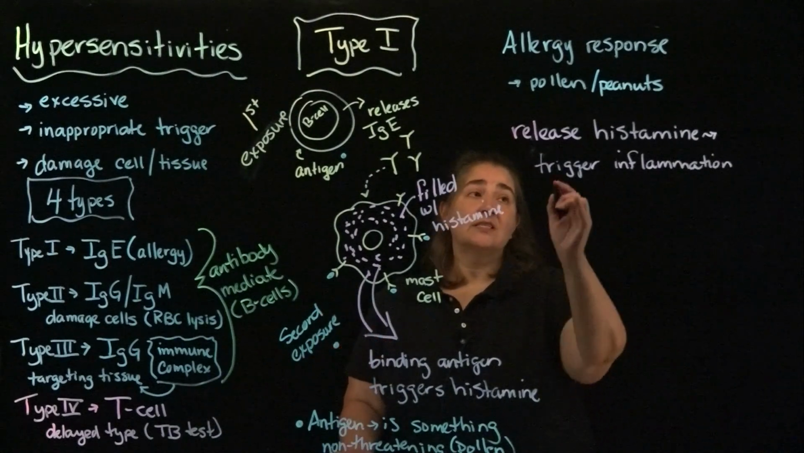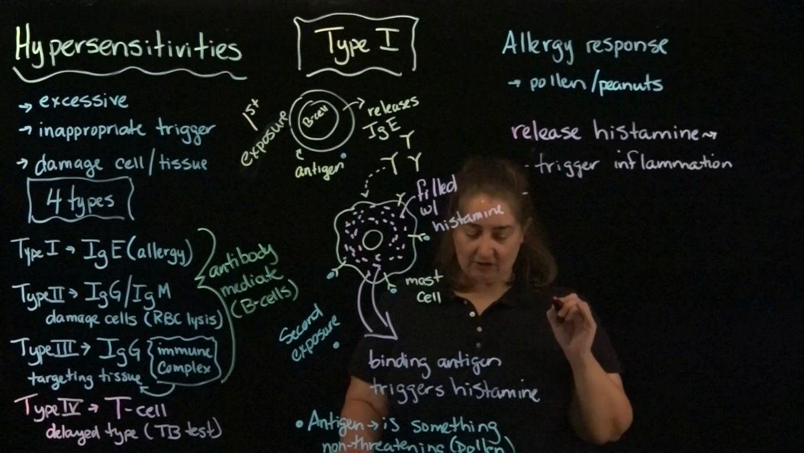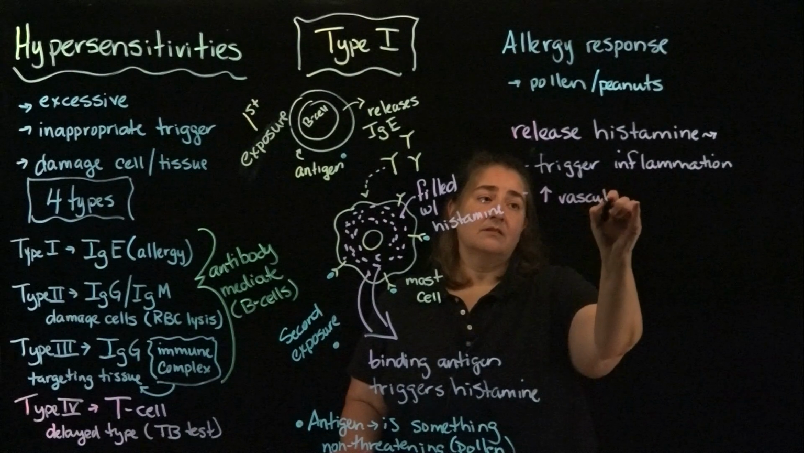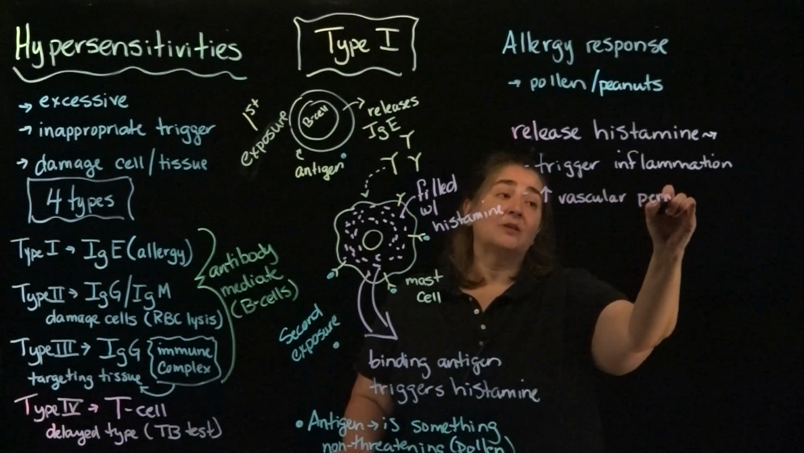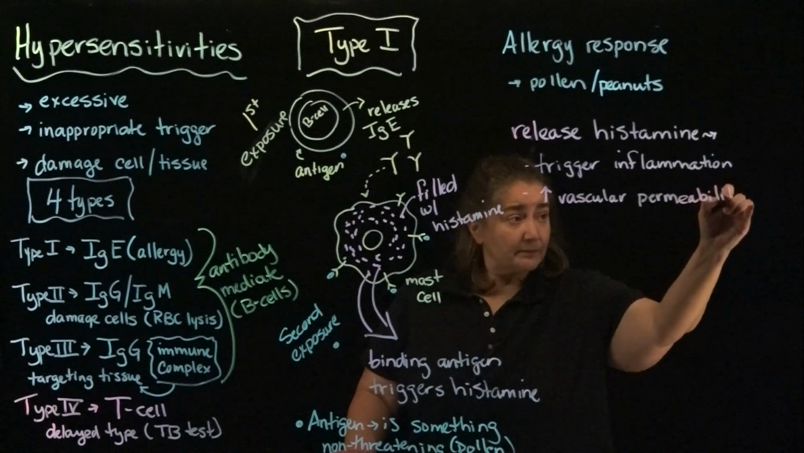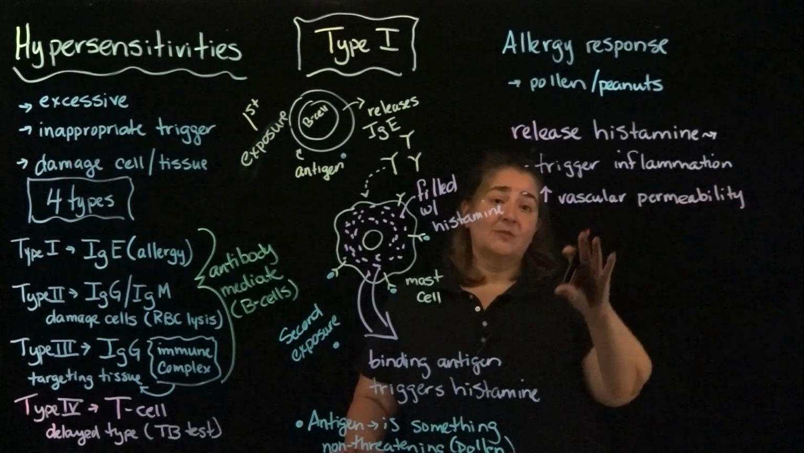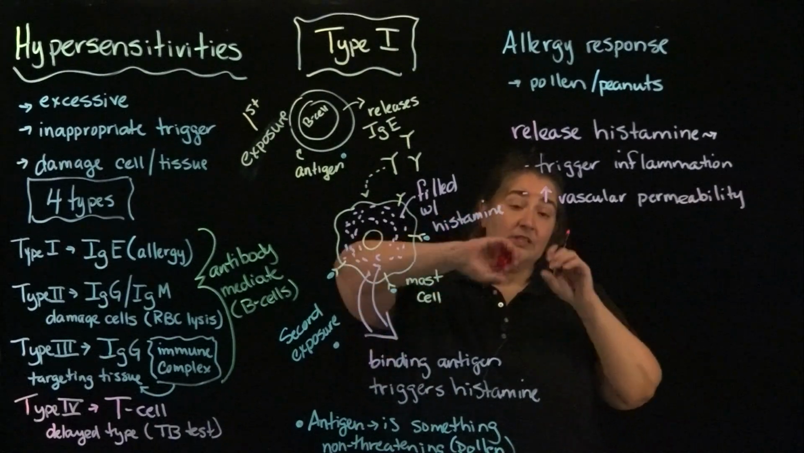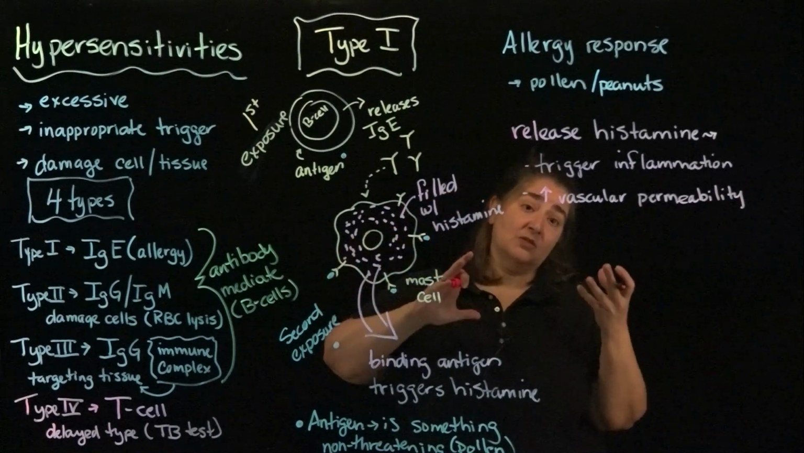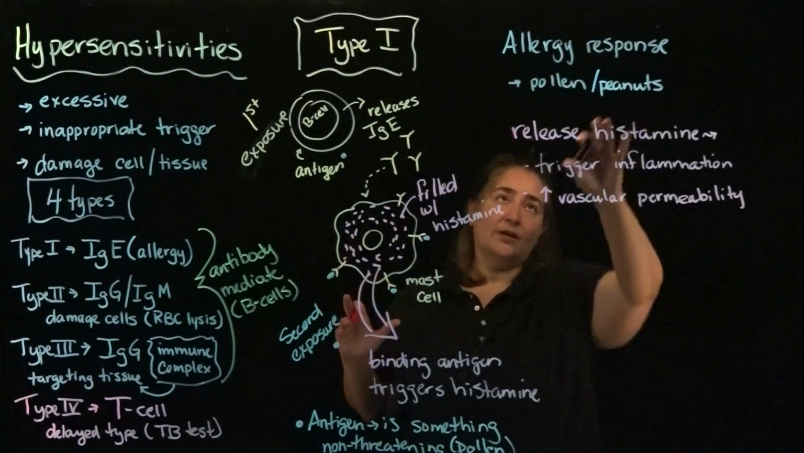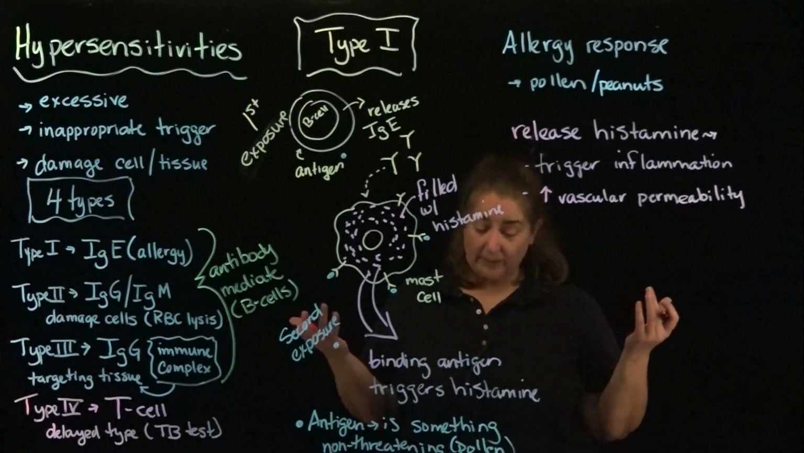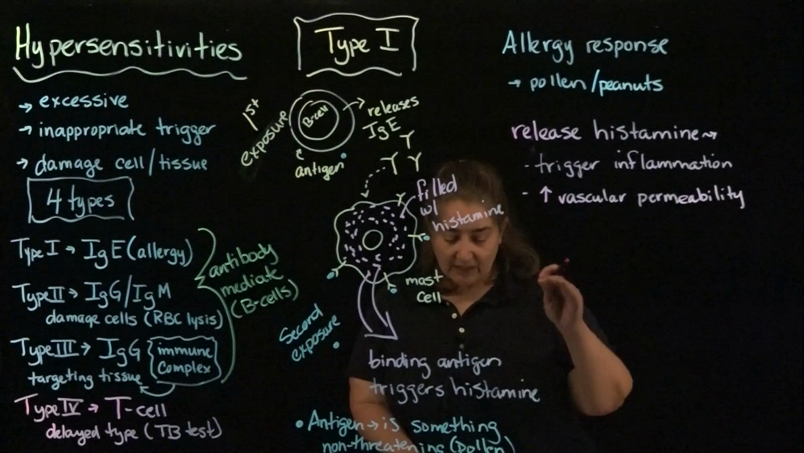But what those histamines also do, they work to increase vascular permeability. I can spell. Okay, which means that release of histamines kind of opens up the endothelial cells so that those immune cells can get out and get to whatever the trigger was. In this case, either the pollen or the peanuts, right?